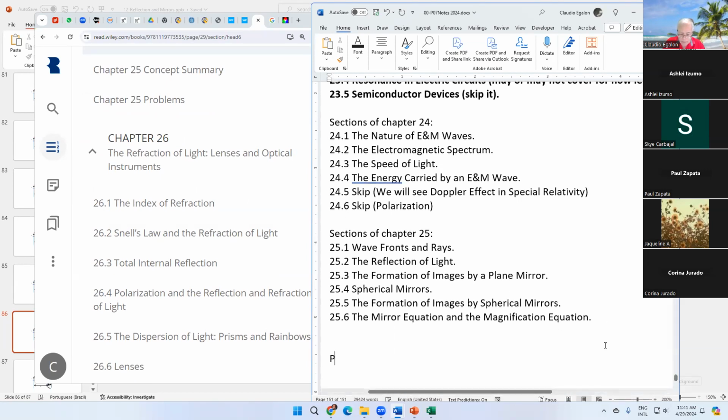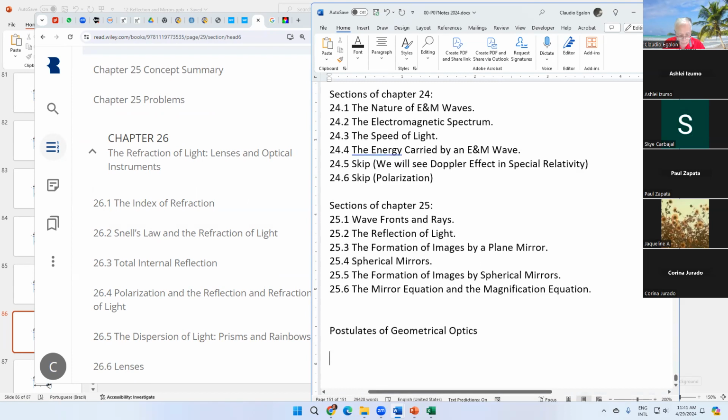So let's look at the postulates of geometrical optics, which apply both to mirrors and lenses. The first postulate you already saw. Light behaves as though it travels in a straight line, like a ray. That's one of the postulates of geometrical optics.